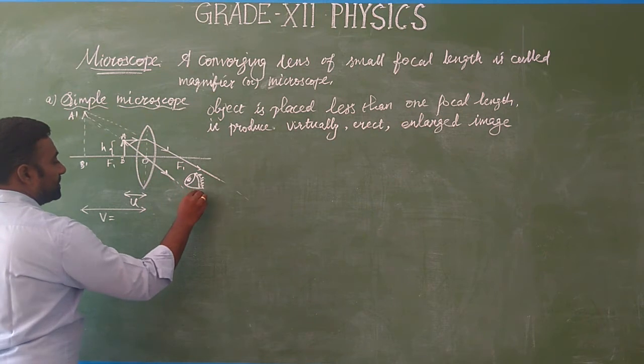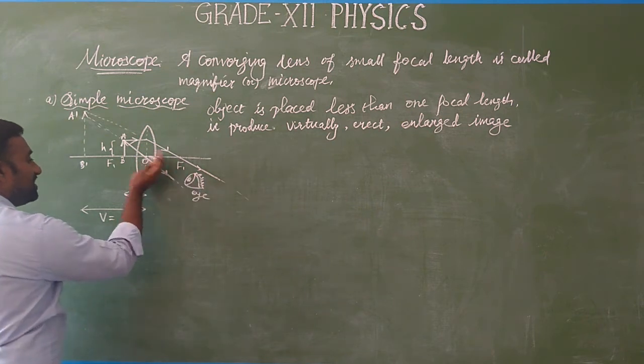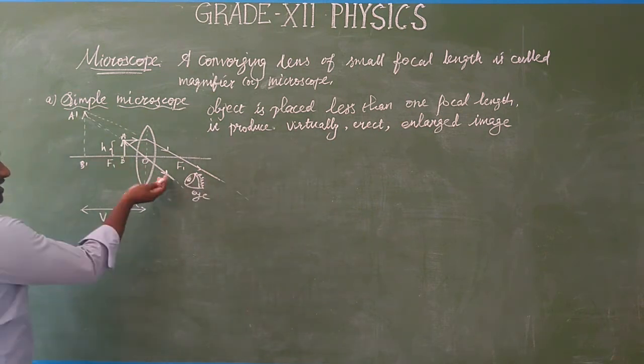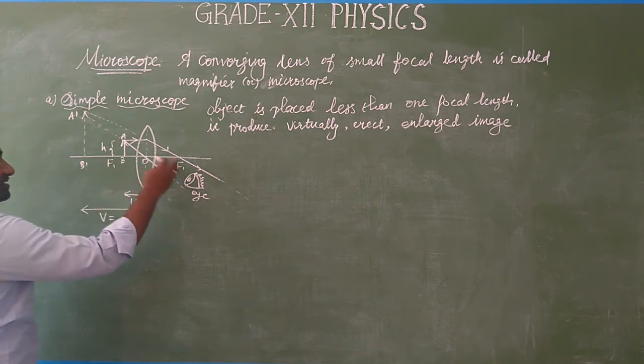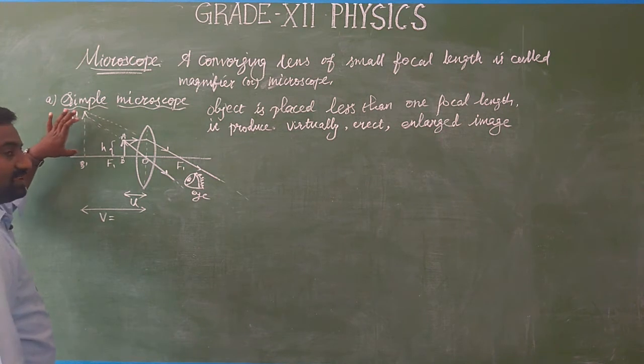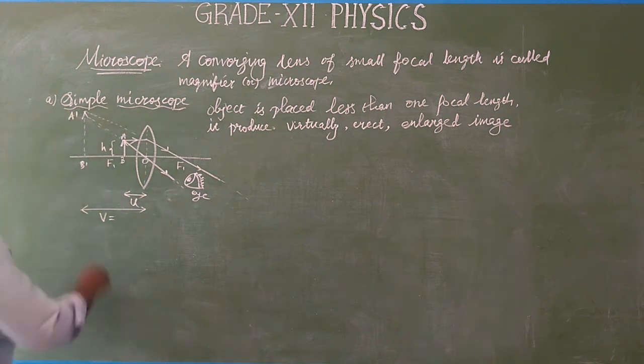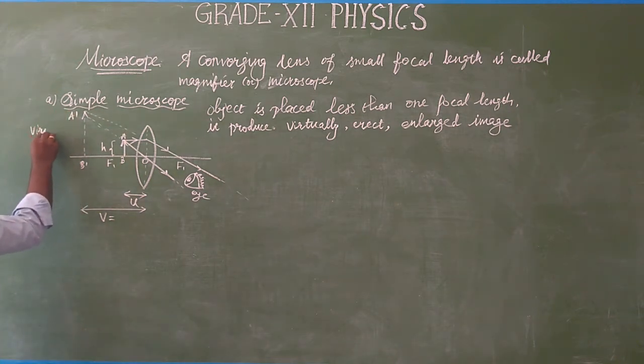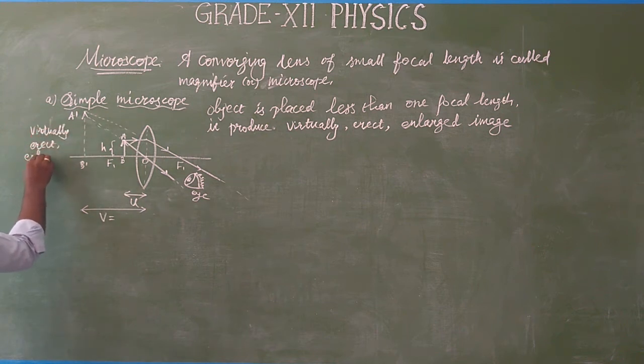So this is the eye. The eye must be positioned very close to the other side of the lens. One side of the lens, the object is placed, and on the other side we must keep our eye, so that we get a virtual, erect and enlarged image. So a virtual, erect and enlarged image is obtained.